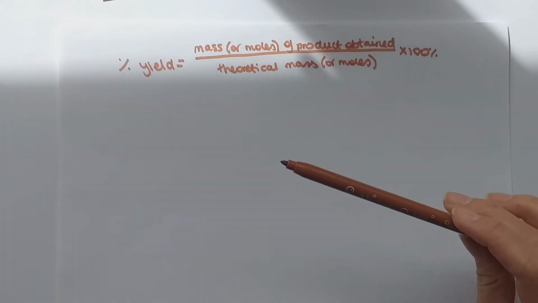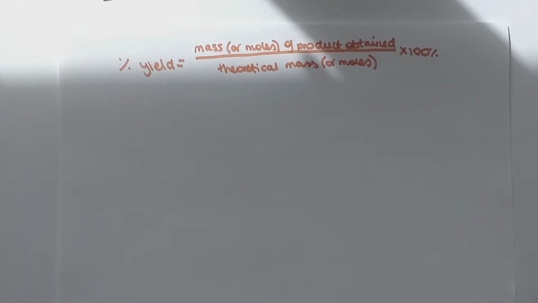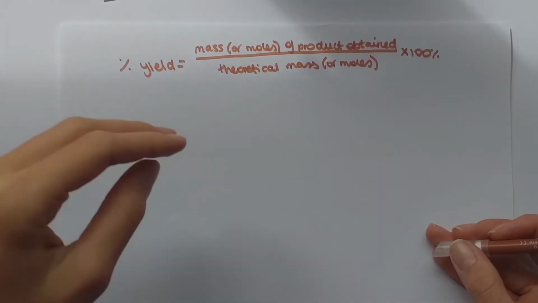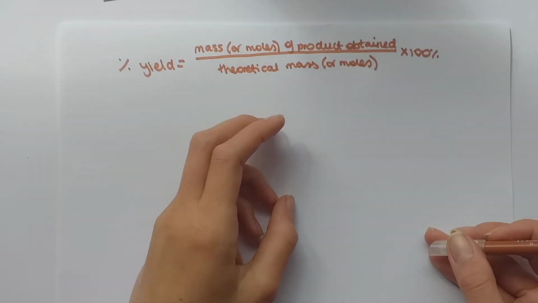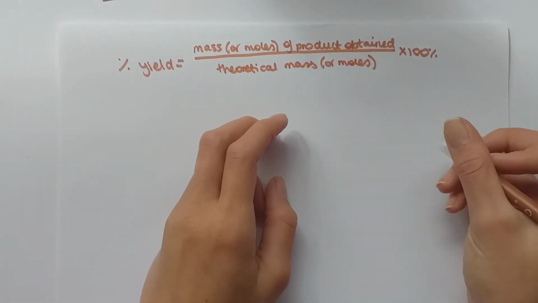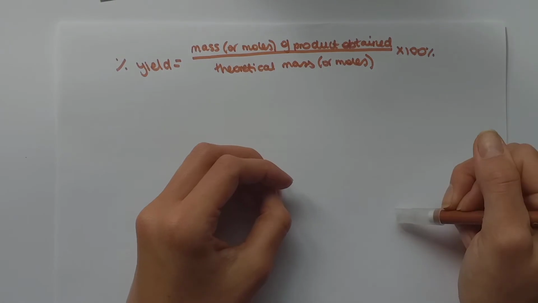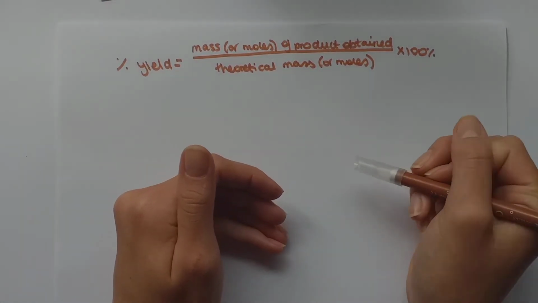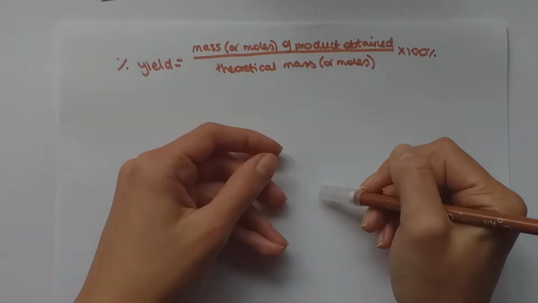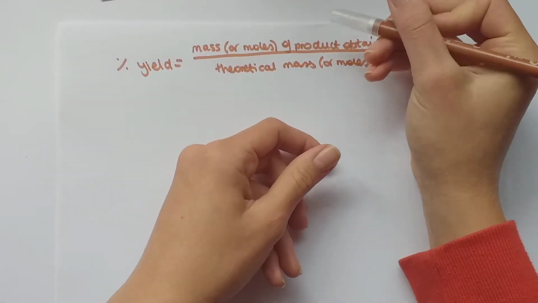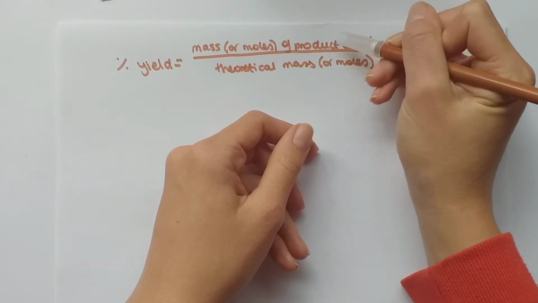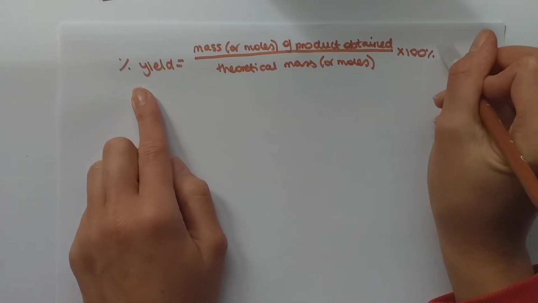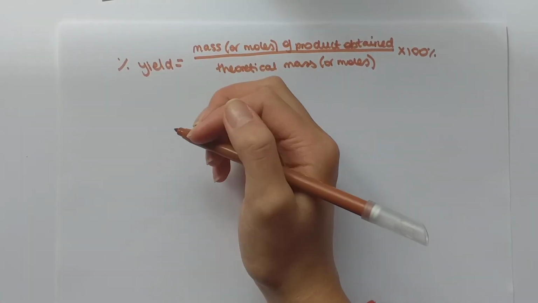So in an experiment, you get a mass of something that's produced, so the mass of products. However, according to the number of moles, you can calculate what the mass should be, and then you compare it with the mass that you actually got. You multiply it by 100, and that's your percentage yield. Let me show you an example.